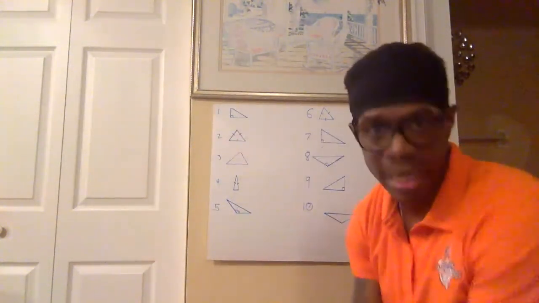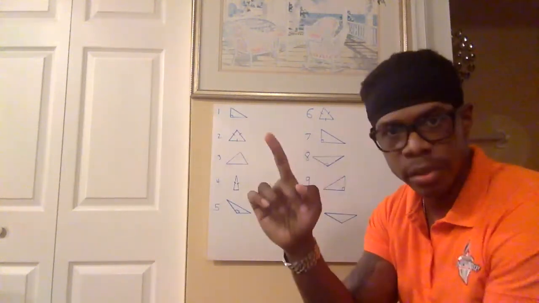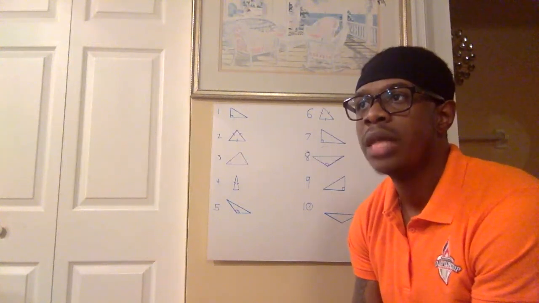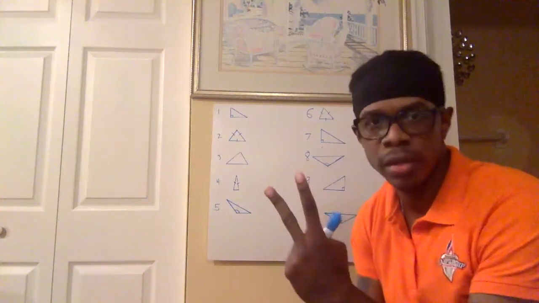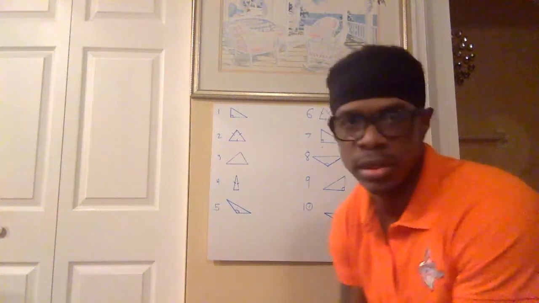And we have scalene triangles, which means all sides are of different length. We have isosceles triangles, where two sides are of the same length. And then equilateral triangles, where all three sides are the same length.